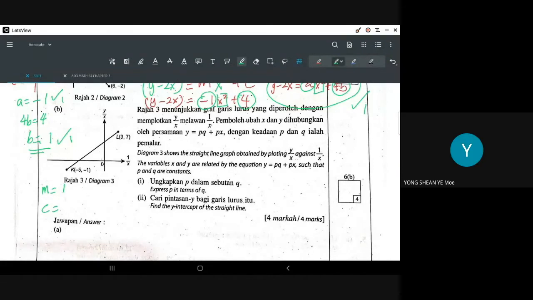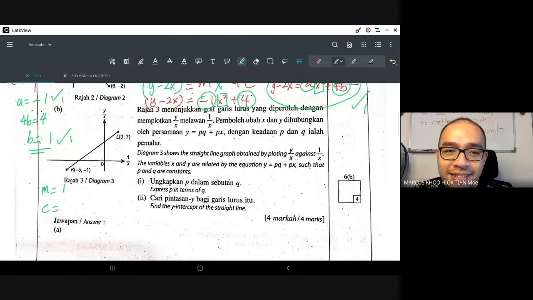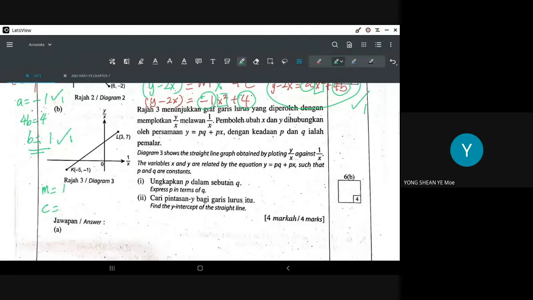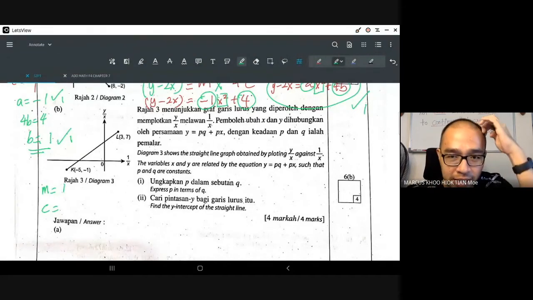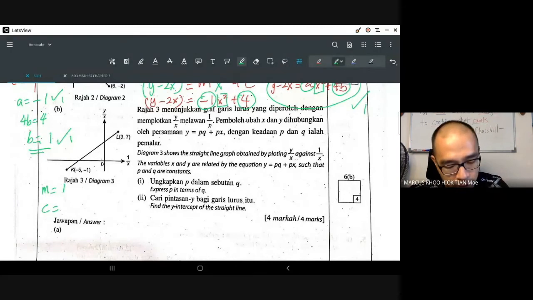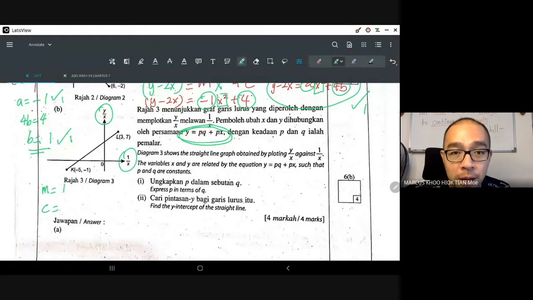The equation. Which equation? If we found the gradient, we can know what is PQ. Y equals to mx plus c. Yeah, okay. I think both of you are getting at the same idea, just a slightly different approach. Guys, this is not the equation for this graph, because its axes are not the same.